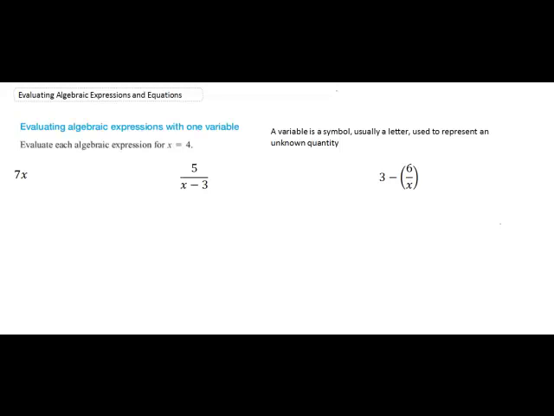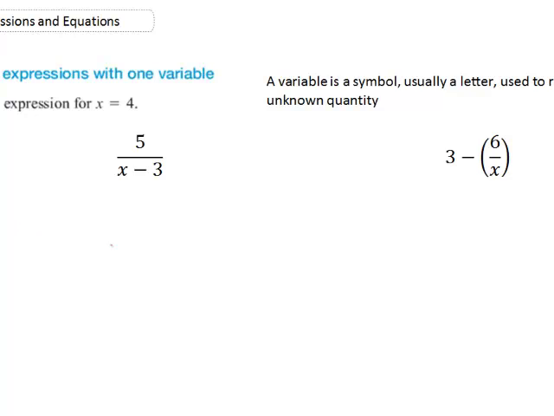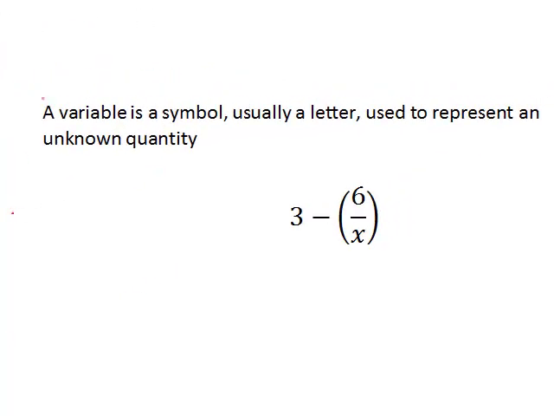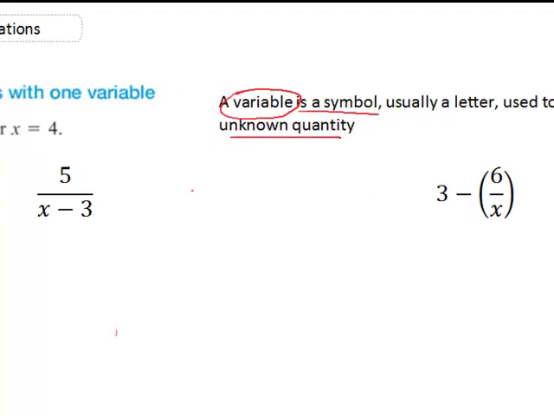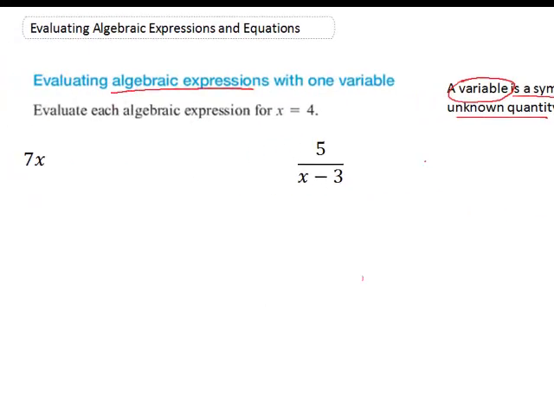In this video, we're going to do some examples on evaluating algebraic expressions and equations. But before we do that, let's talk about what a variable is. A variable is, as you know, usually a symbol. Usually we use a letter like X, Y, or Z to represent an unknown quantity. Now, when we combine these variables with our numbers, grouping symbols such as parentheses, and operations such as addition, subtraction, multiplication, and division, that's when we form an algebraic expression, such as the ones that you're seeing here below.